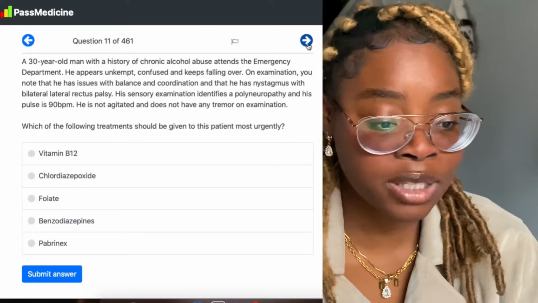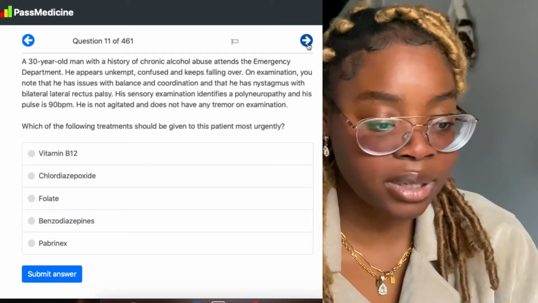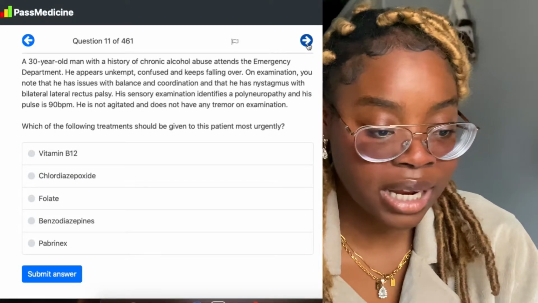So we've got vitamin B12, chlordiazepoxide, folate, benzodiazepine, or Pabrinex. Honestly, looking at this, I think I only know about 3 of these options. The other 2, I do not know. However, I do know that alcoholics tend to be given a vitamin B of some sort. I'm not sure if it's Pabrinex, but I'm going to try and cancel out the other options.